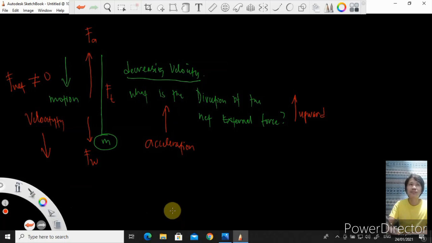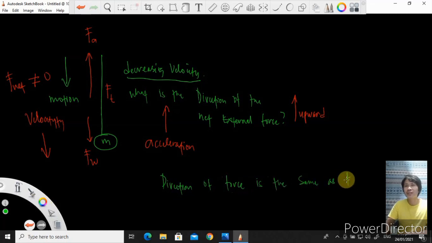I want you to remember this: the direction of force is the same as the direction of the acceleration. Ayun. So, the direction of force is the same as the direction of the acceleration. Laging ganun. Kung saan papunta yung force, doon papunta yung acceleration.